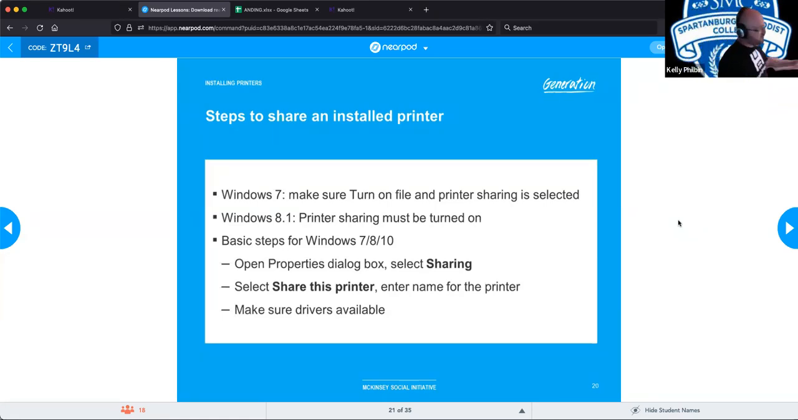And then the basic steps for Windows 7, 8, and 10: you open the properties dialog box, select sharing. This is on your printer icon, when you go into your printers and equipment. Open the properties dialog box by right clicking on it, select sharing. Then you can select share this printer. And at that point you can create a name for this printer. And then you can make sure the drivers are available for everybody, because if they don't have the proper drivers, they're not going to be able to communicate effectively with that printer. So pretty basic steps.